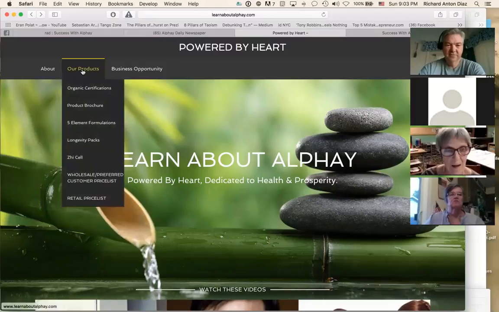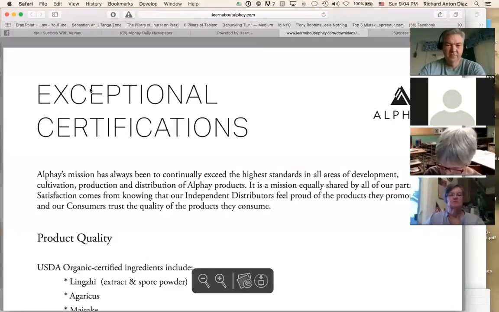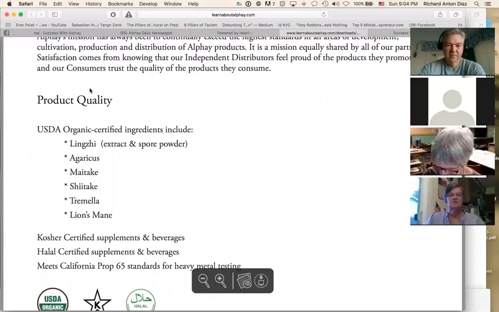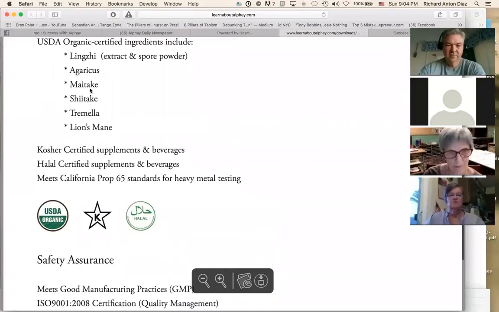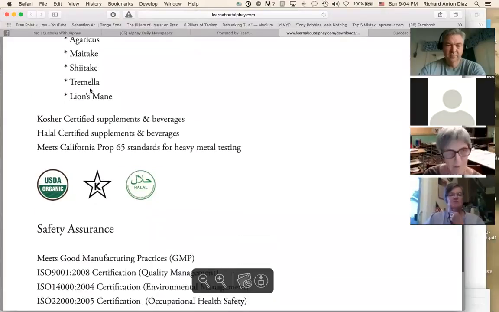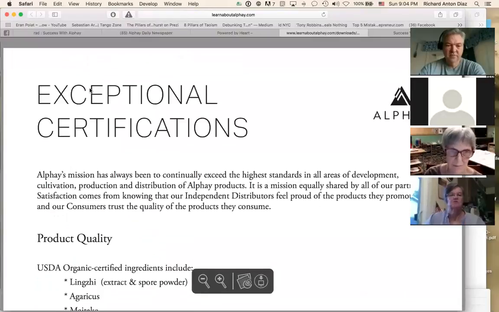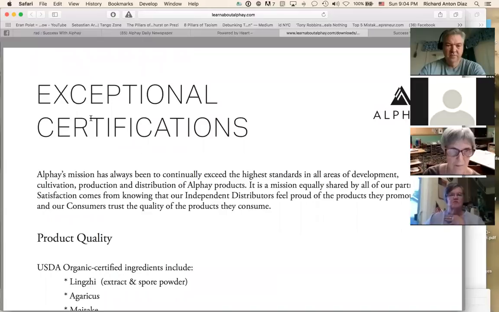Then the products. If you have somebody, we have right on the top the organic certification. So sometimes it's nice to show people that documentation that shows our products are organic certified. Also, they're kosher and halal certified. So people who have curiosity about that, it's always good to have that on hand.